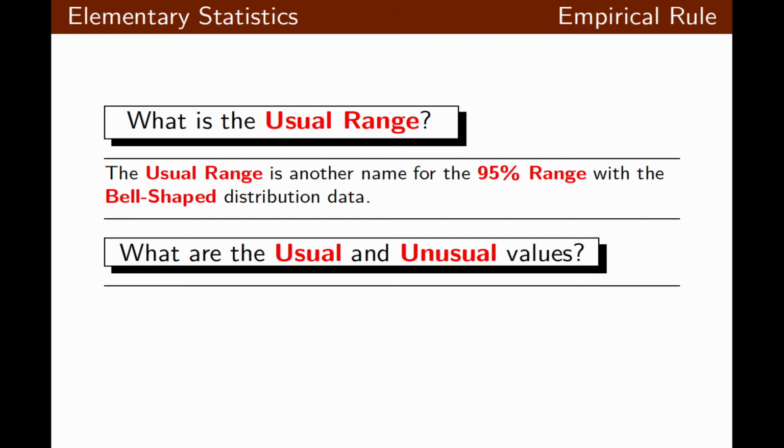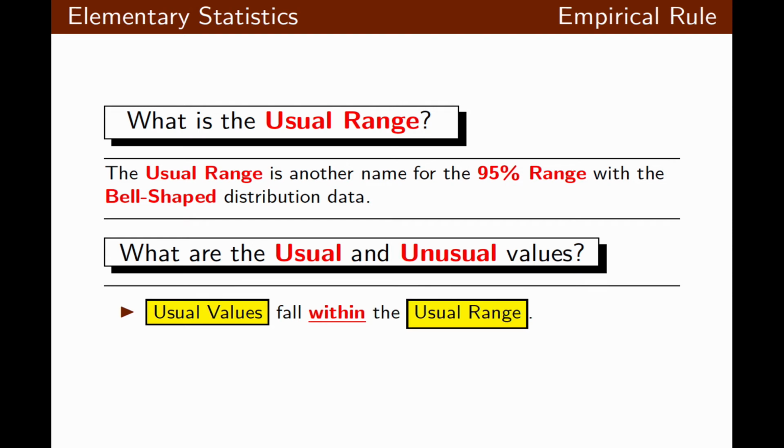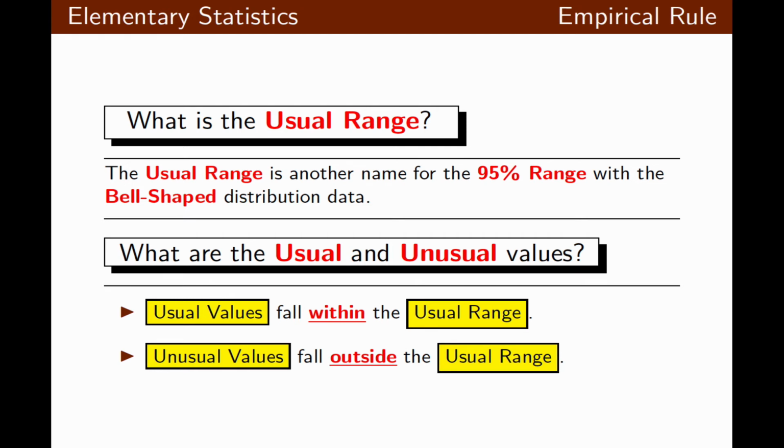The usual and unusual values. The usual values fall within the usual range, and unusual values fall outside the usual range. Remember, the usual range is another name for the 95% range. A 95% range is mean plus or minus 2 times standard deviation.